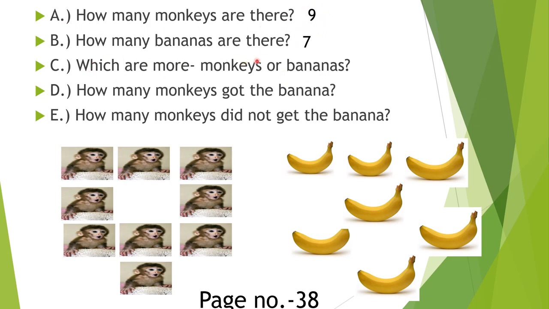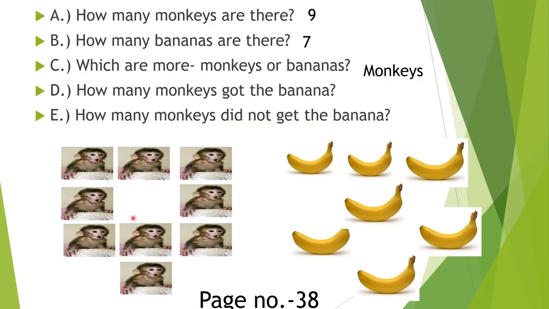And how many bananas are there? 7. Then how many monkeys are there? 9. And how many bananas are there? 7. Now I will write here which are more, monkeys or bananas. Monkeys. कौन सी चीज ज्यादा है? Monkeys ज्यादा है. Now I will write here monkeys.